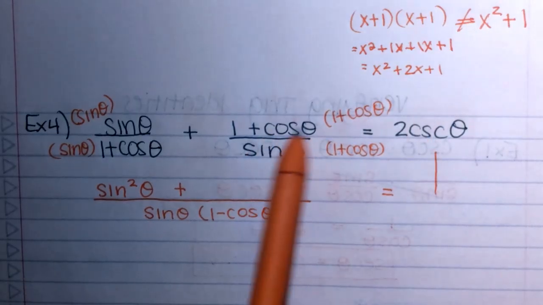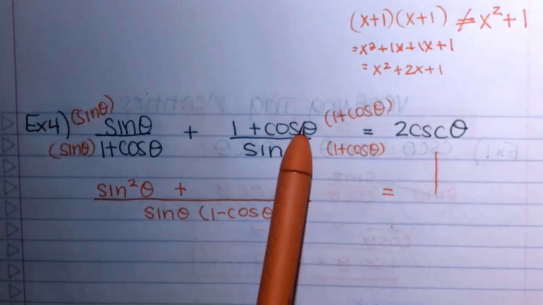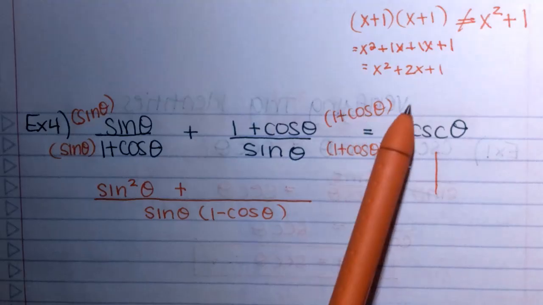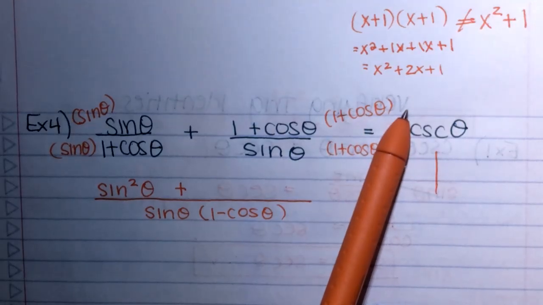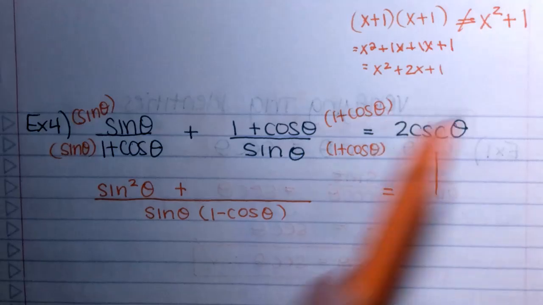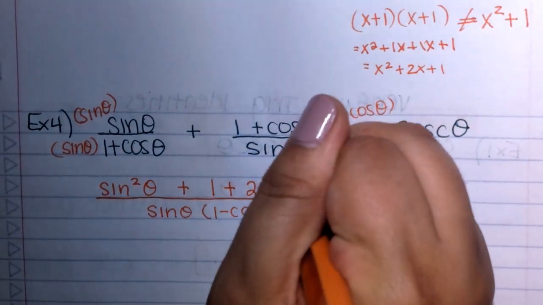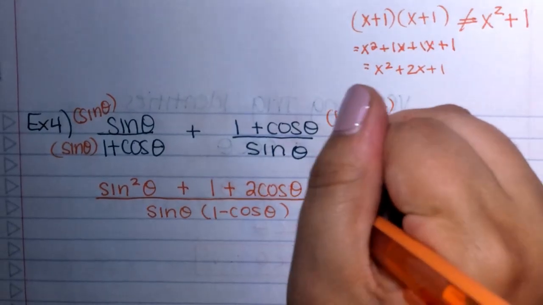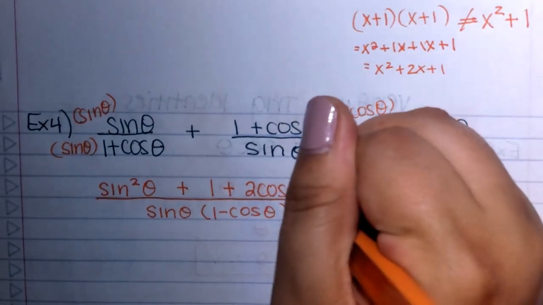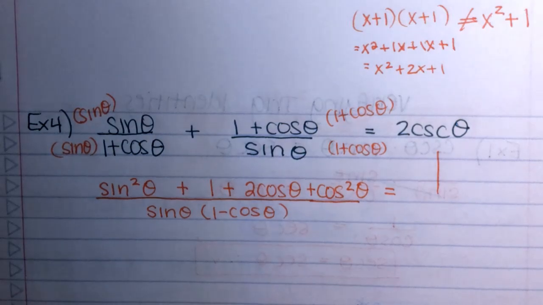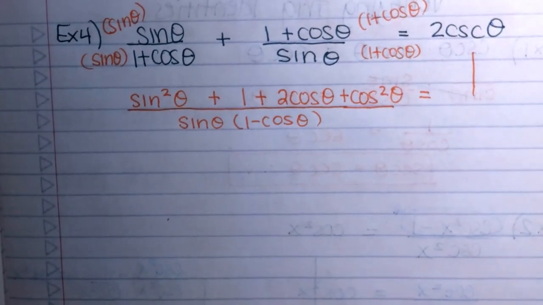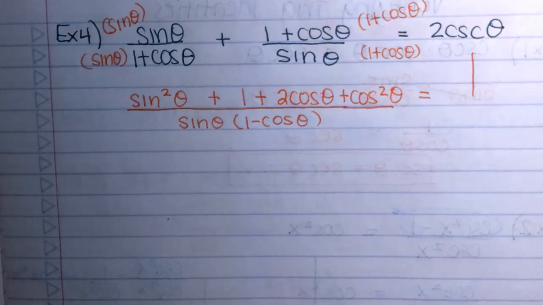Okay. Now let's go to this one. Same situation. What is 1 plus cosine times 1 plus cosine? It is not 1 plus cosine squared theta. It is 1 plus 2 cosine theta plus cosine squared theta. Let me give y'all a minute to write that down. And if it's written down, I want you to think about what would you do next?